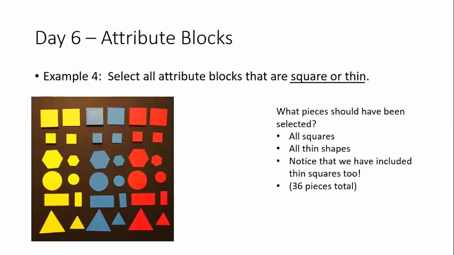And again, it's kind of hard to see that we've got a difference here between thick and thin. But you can kind of see that there's a shadow around the thick squares at the top. And all of the shapes underneath the squares are thin pieces. All right, so we have all the squares, we have all of the thins, and this also includes the square thin pieces. There are 36 pieces total in this picture.